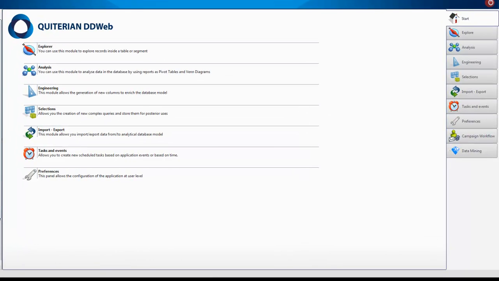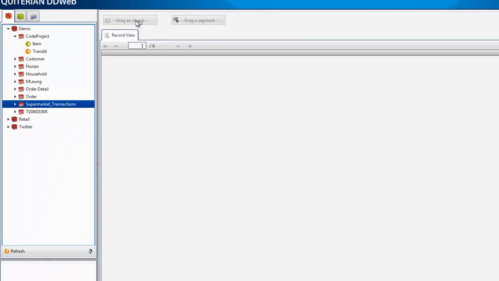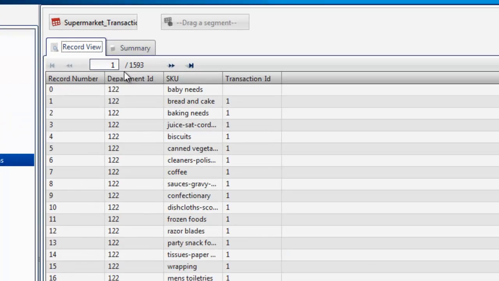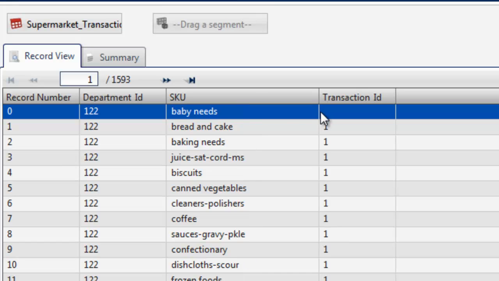Great. So now we're ready to demonstrate the new association rules module within Quiterian's DD Web. Let's begin by exploring the data which we're about to use for this demonstration, which is real data taken from a New Zealand supermarket. Okay, so we can see here three columns: the department ID, the product name, and the transaction ID.